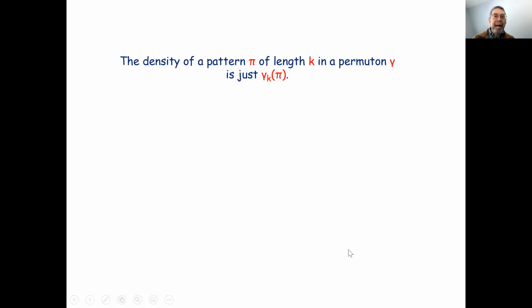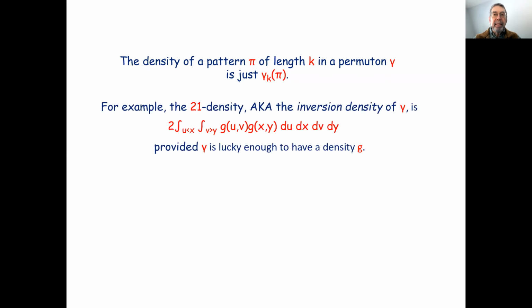Okay, so the density of a pattern of length k in a permuton: to get the pattern density for a permuton, you would take some huge permutation generated by this permuton and then count the patterns in it. But you don't have to do that. It's the nature of a permuton that if you want to find a pattern density for it, and the pattern is of length k, you just need to pick the k points and see how they fall, and that's your pattern density. And that can be computed as an integral. This would be the integral you would get if you wanted to compute the 2-1 density, which is sometimes known as the inversion density of a permuton. So how often does it reverse the order?